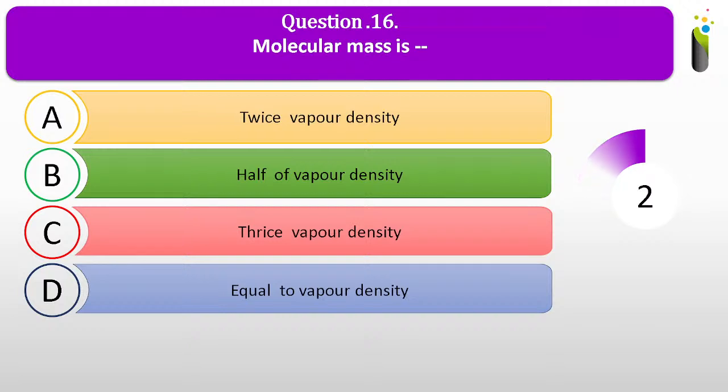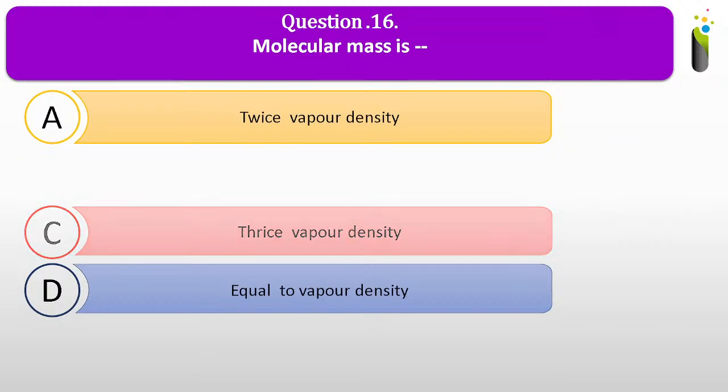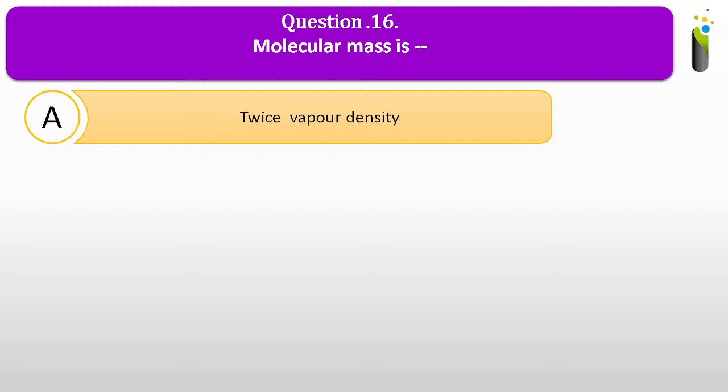So what is molecular mass equal to? So molecular mass is twice the vapor density. Keep this in mind, very, very important. Molecular mass is twice the vapor density. Coming to the next question, number 17.